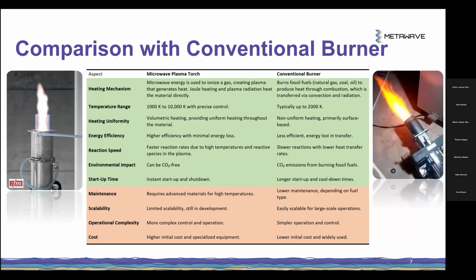Microwave plasma torches offer a highly efficient, precise, and environmentally friendly alternative to conventional burners. Their standout advantage is energy efficiency reaching up to 90% while significantly reducing operational costs. Unlike traditional combustion, microwave plasma produces no CO2 emissions or pollutants, making it a cleaner, greener choice.